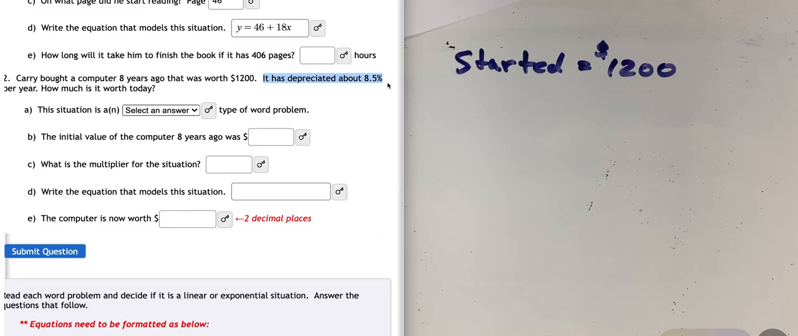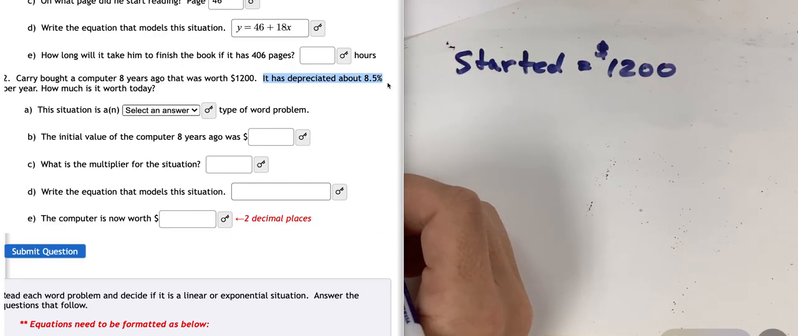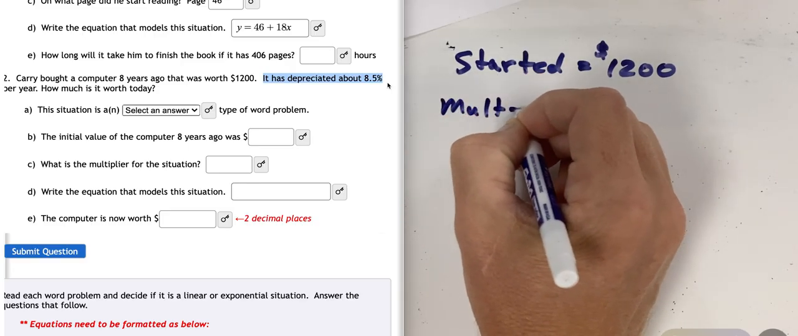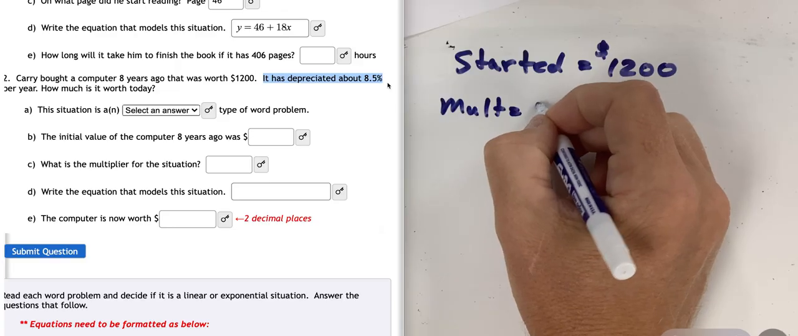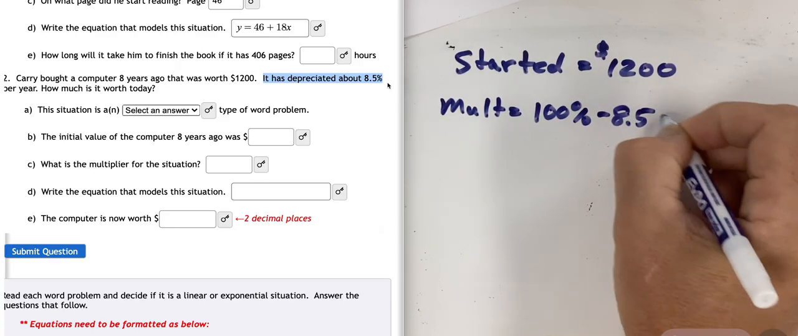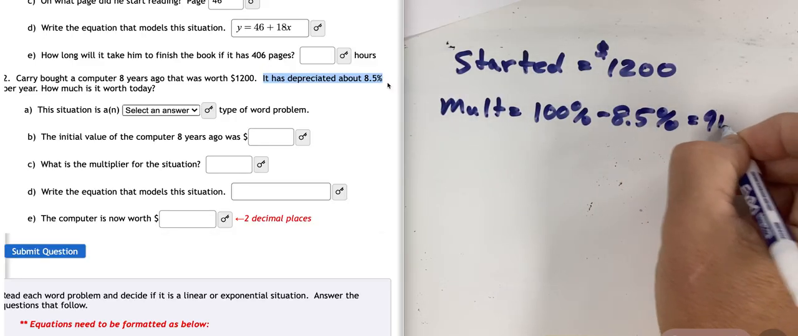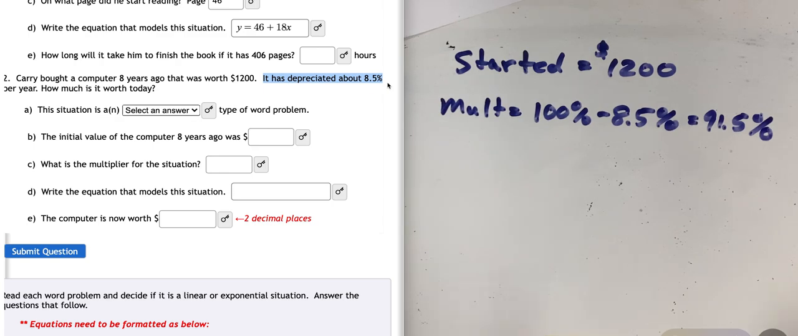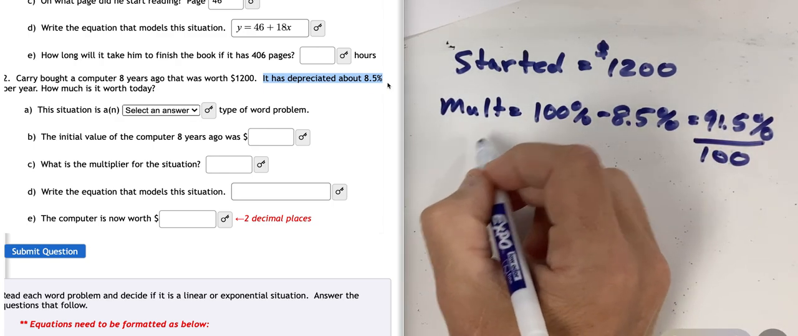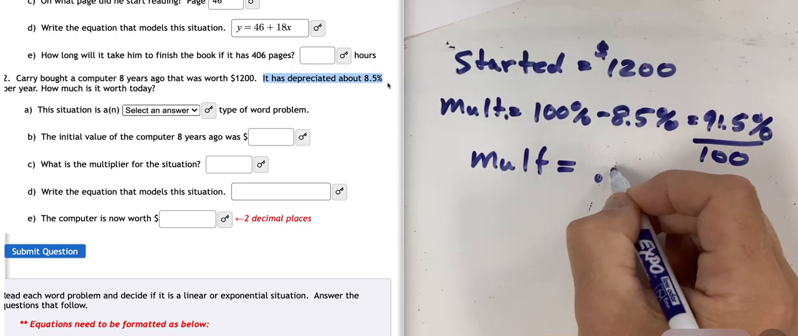But before we can write the equation, we've got to turn this percent of 8.5% depreciation into a multiplier. Our multiplier is going to be found by doing this. Take your percent and subtract it from 100. So we have 100%, subtract off our 8.5%. That's going to give us 91.5, so that equals 91.5%. But then you're going to take that 91.5% and divide it by 100, and now your multiplier is going to equal 0.915.